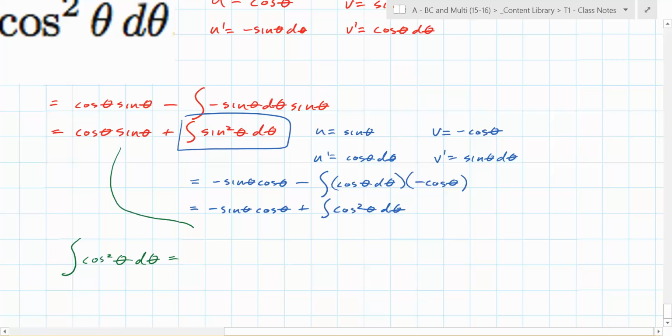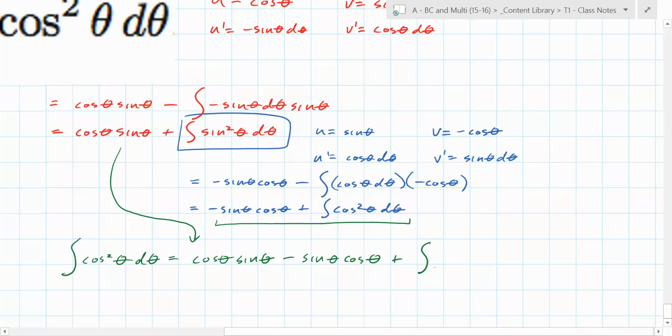And that equaled this. We have to bring this down. What is that? Cosine theta sine theta, right? You with me so far? And then what do we have to write out? Minus sine theta cosine theta plus the integral of what?